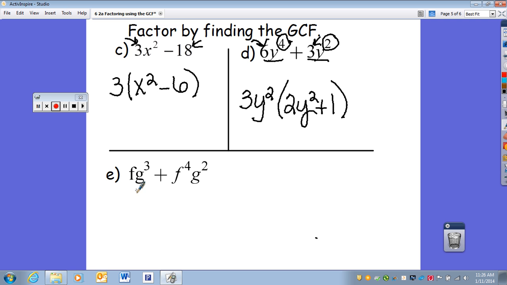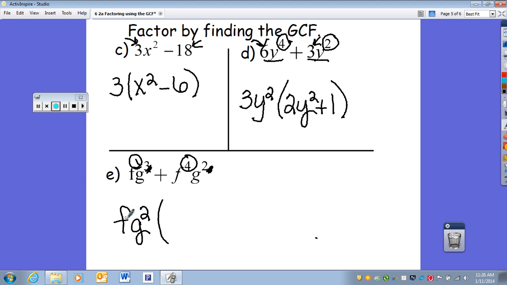In our last example, notice we do not have any numbers other than the coefficients of 1. So we'll start with our base. We do have a variable in common. We have an f, and this is to the exponent of a 1 and a 4. So the smallest amount that we can divide out would be a 1. Then we have our g as our other variable that's in common, and we have a 3 and a 2. The smallest exponent is a 2, which can be divided evenly out of each of those terms.